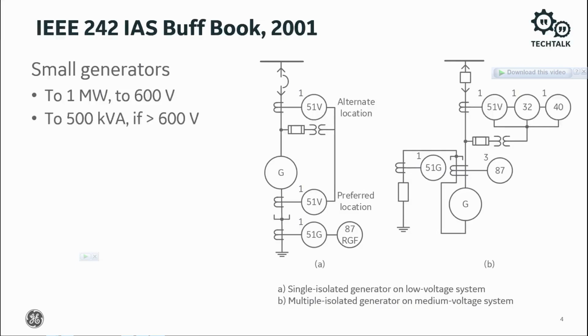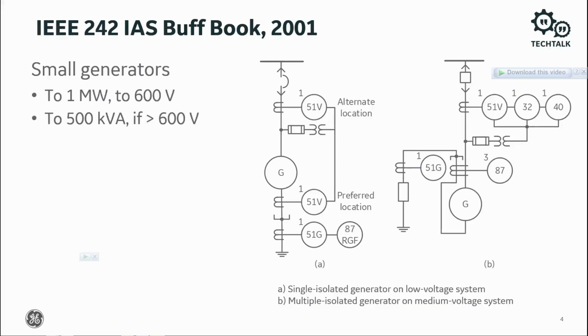Additional protection that should be considered for multiple machines on a medium voltage system with resistance or impedance grounding is in drawing B on the right. A ground time overcurrent relay protects for ground faults. It could also be RGF, restricted ground fault. A three-phase differential 87 is applied, reported in the Buff Book as instantaneous overcurrent relays, providing a self-balanced differential protection. This advice is from 20 years ago.